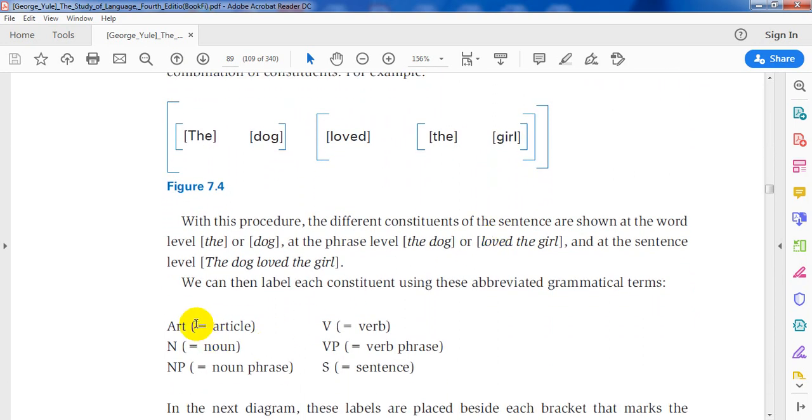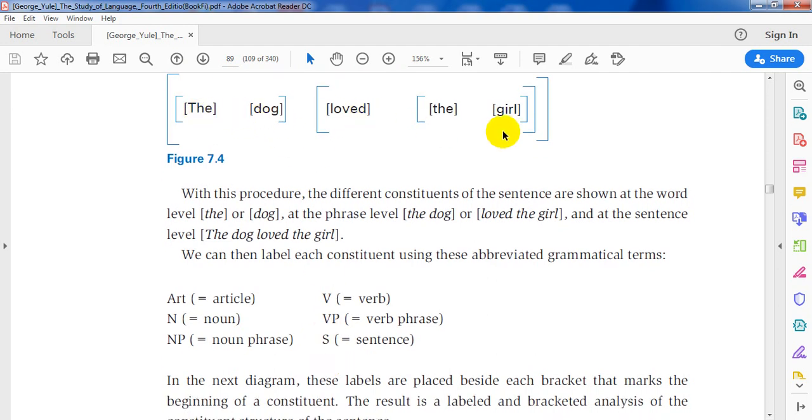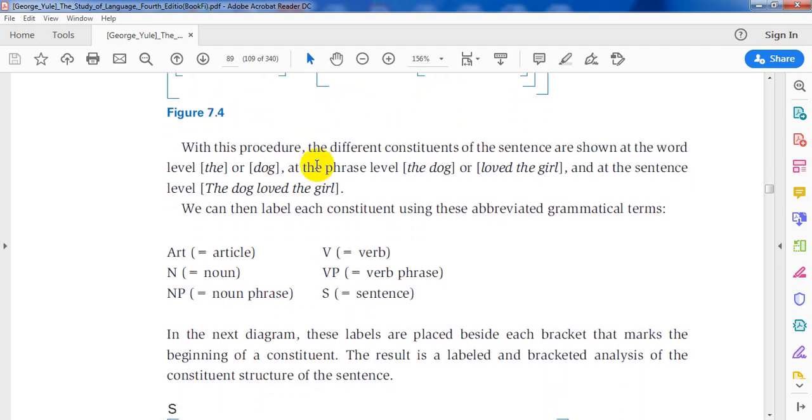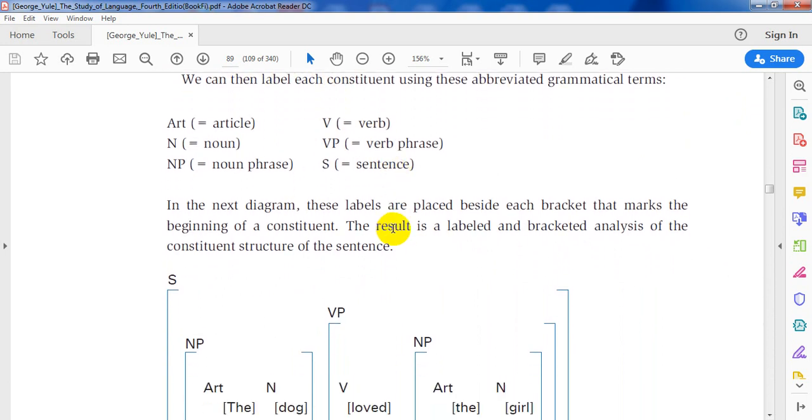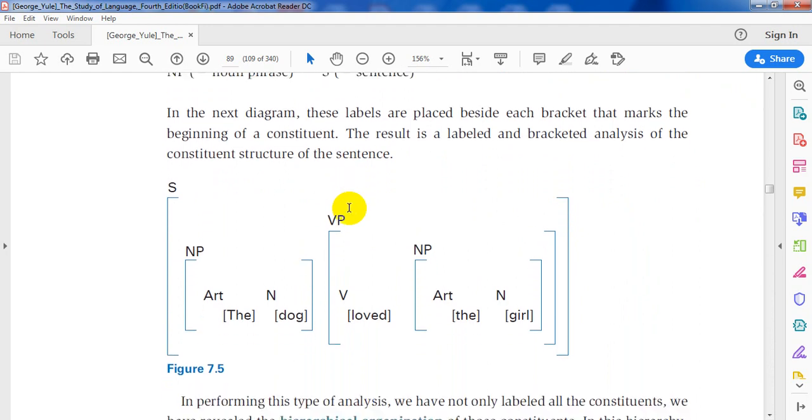I can use those abbreviated forms. So art for article, N for noun, NP for noun phrase, V for verb, VP for verb phrase, and S for sentence. So this sentence, the dog loved the girl, can be labeled as follows.